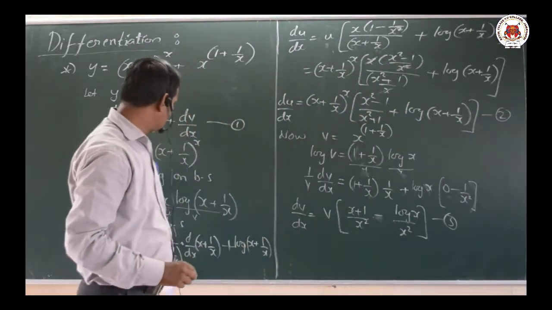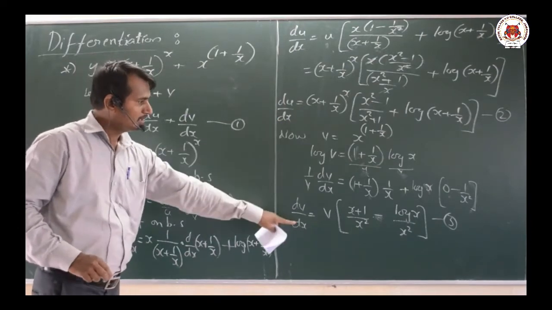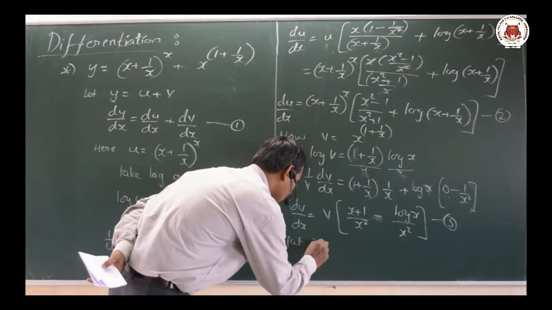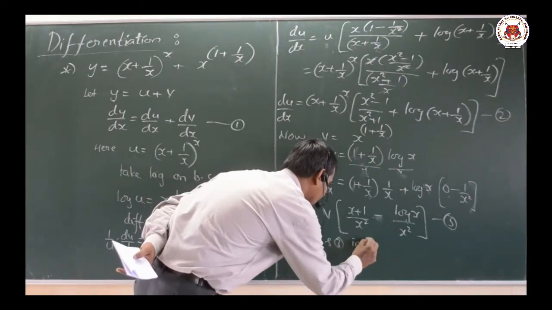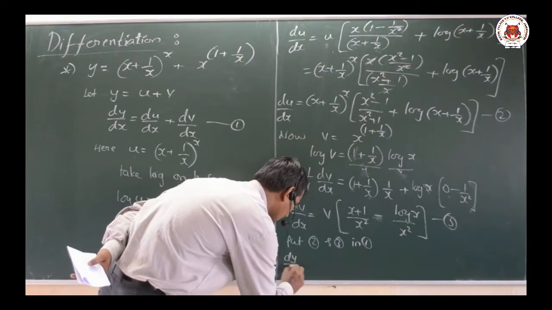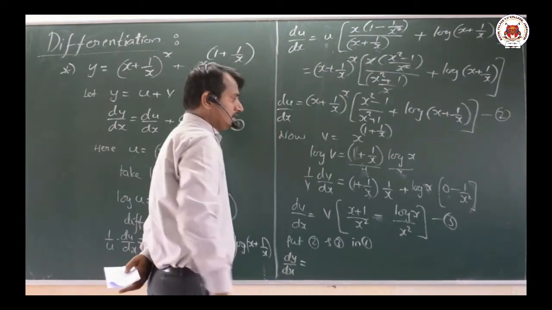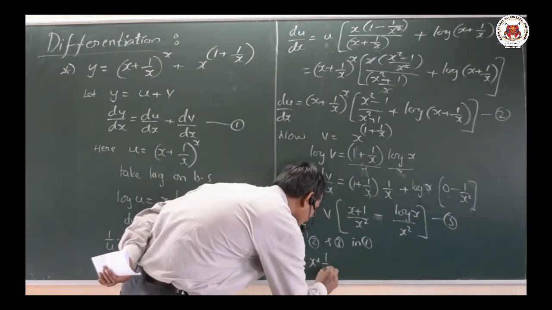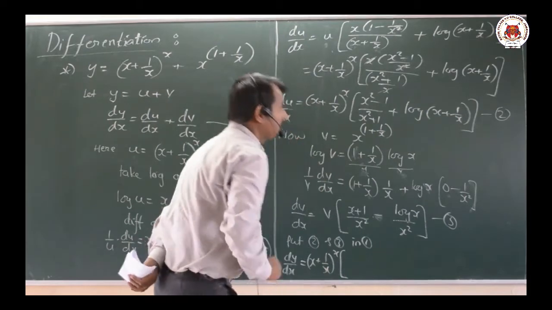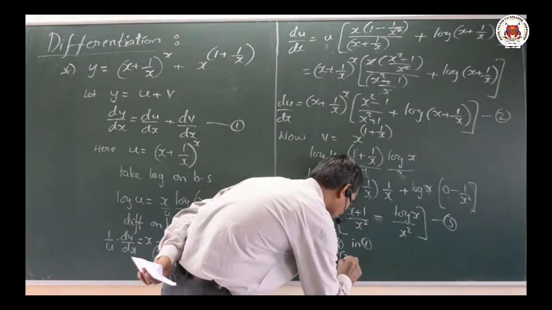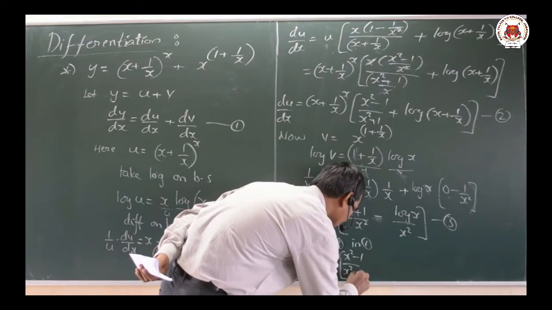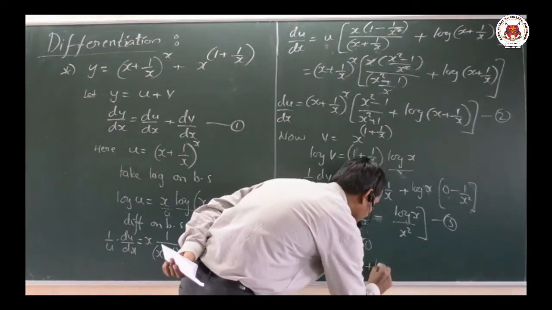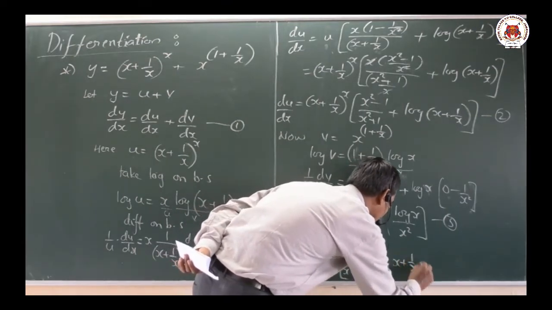Now we can put both 2 and 3 in equation number 1 here. So what we get? Put 2 and 3 in 1. So what we have? That is dy by dx equal to, so what we get here? Equation number 2, I will rewrite everything, x plus 1 by x to the power of x, the whole thing as it is, x square minus 1 divided by x square plus 1, plus of log of the whole thing, that is log of x plus 1 by x.